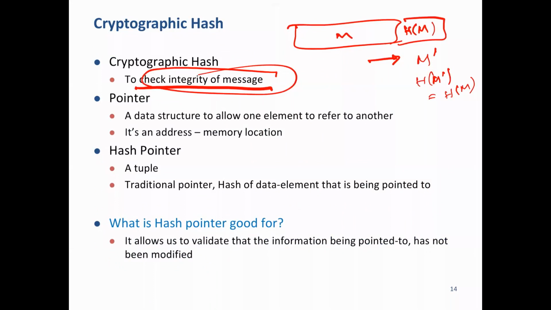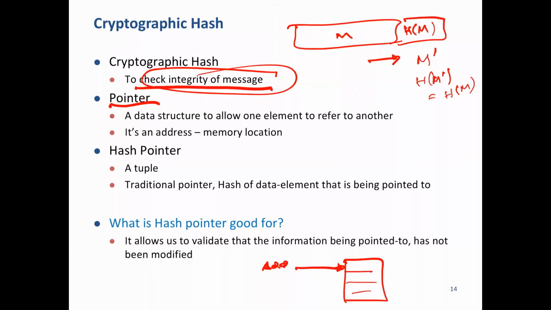Then pointer is a data structure we know, right? You would have studied it in C and many other languages, which is nothing but the address of a block of memory. A pointer is actually the address of a memory location or multiple memory locations. So it just gives an address. It just refers to another element.